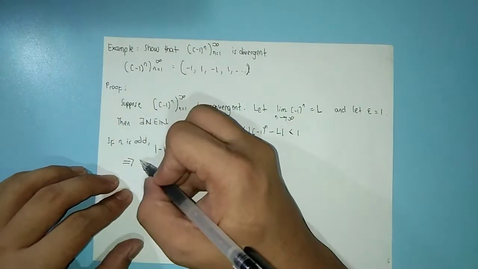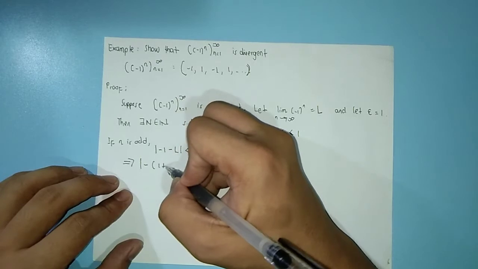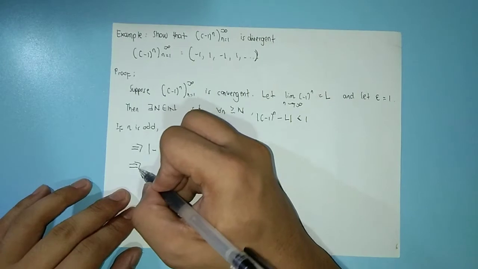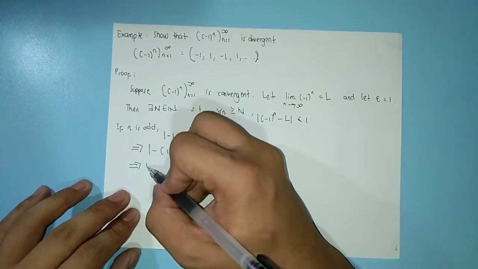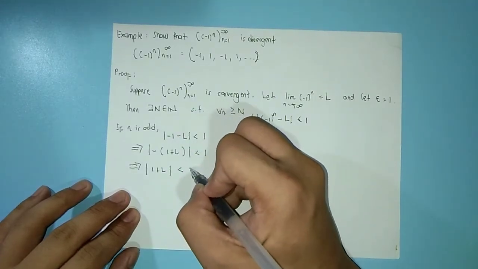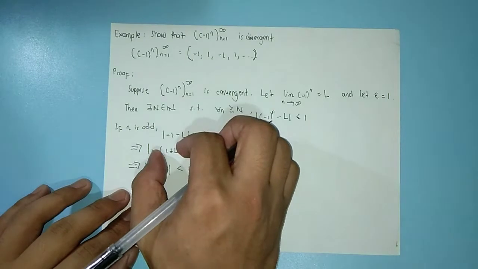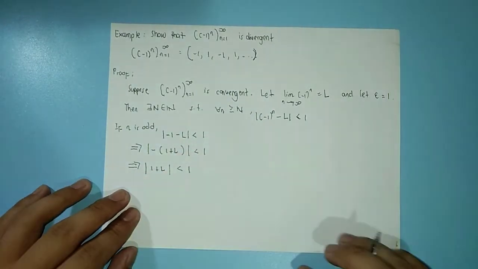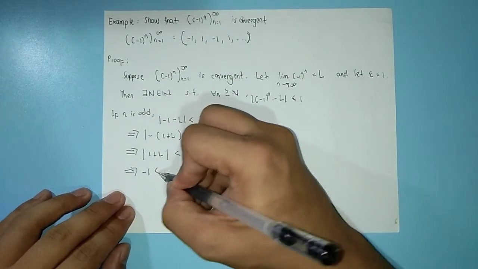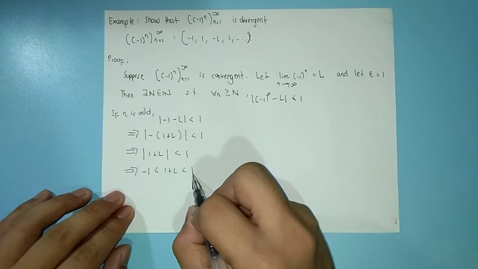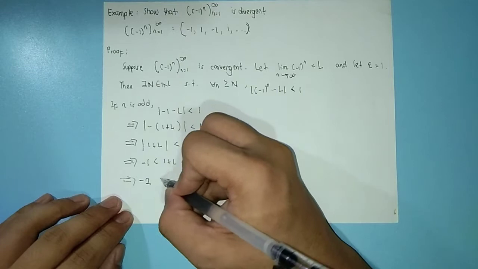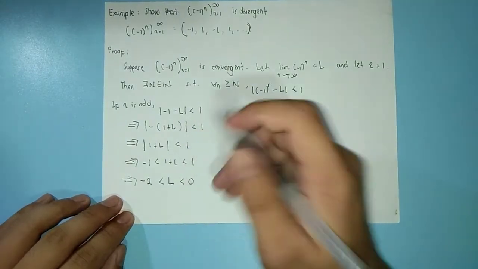Ilabas natin yung negative. So, absolute value ng negative 1 plus L less than 1. And this also implies, pwede nang tanggalin yung negative kasi naka-absolute value naman siya. So, absolute value ng 1 plus L less than 1. So, absolute value ng negative ay equal lang yan sa absolute value ng 1 plus L. And by property of absolute value, this is negative 1 less than 1 plus L less than 1. And mag-subtract tayo ng 1 sa lahat ng sides na yan. This implies negative 2 less than L less than 0.